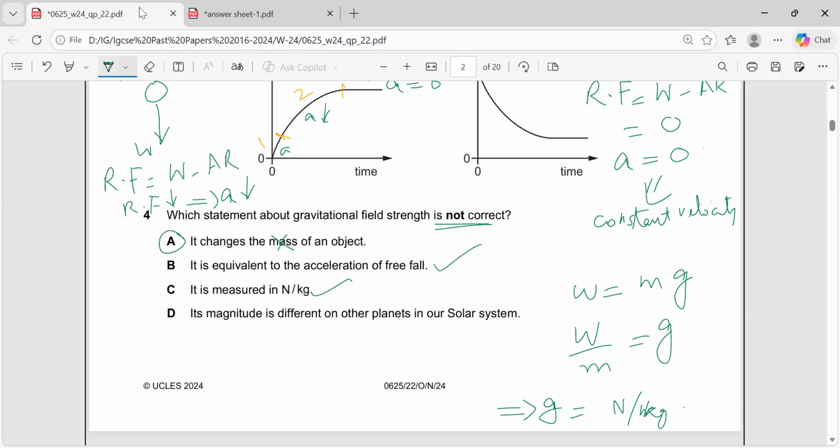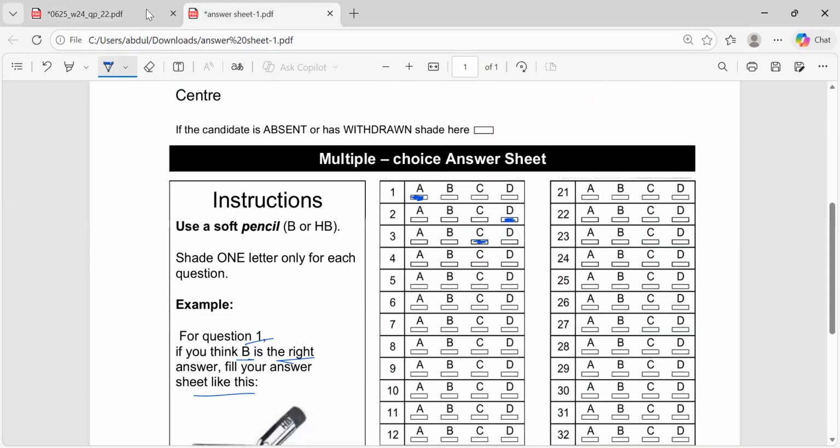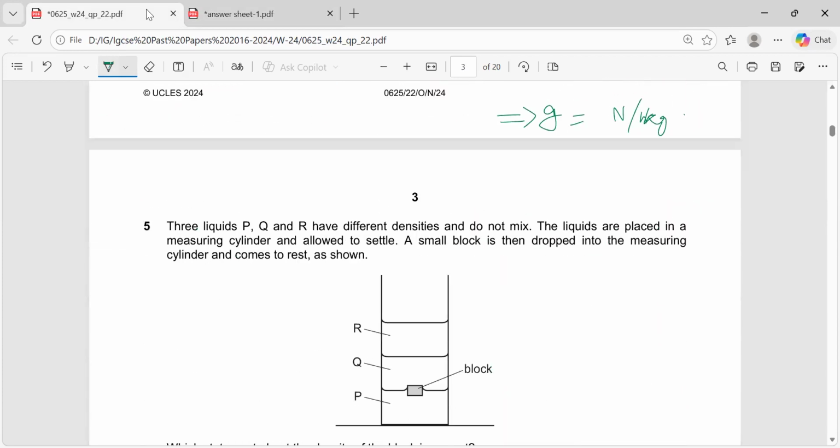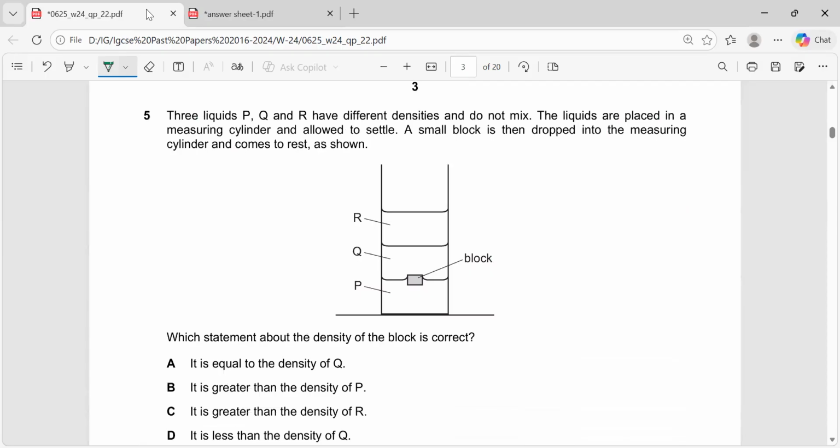I did it in front of you. Its magnitude is different on different planets in the solar system. Yes, of course. So it is a straightforward question, a recall memory. So the answer for question 4 is A. No need to waste time here. This is simply a recall memory. Now come here for question number 5.